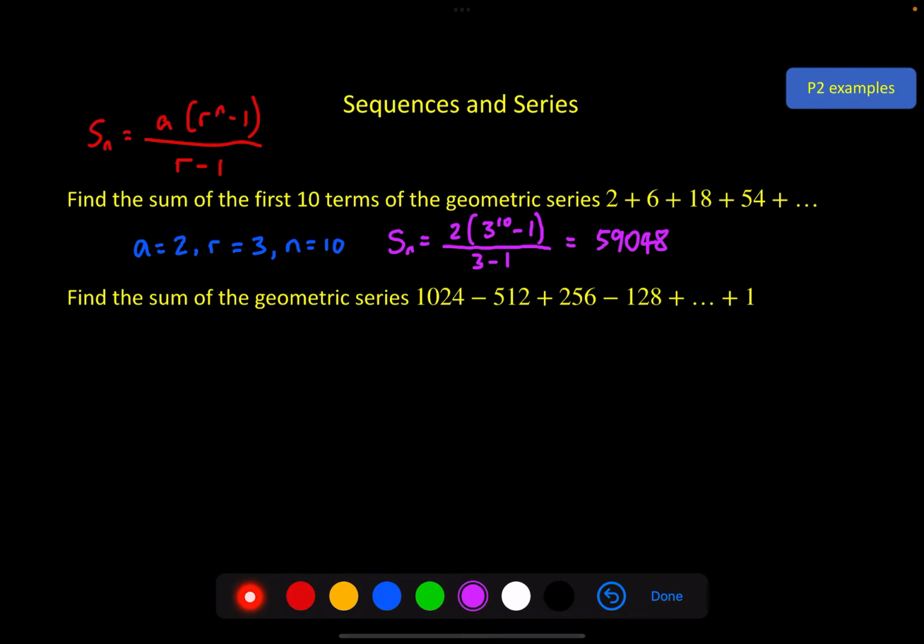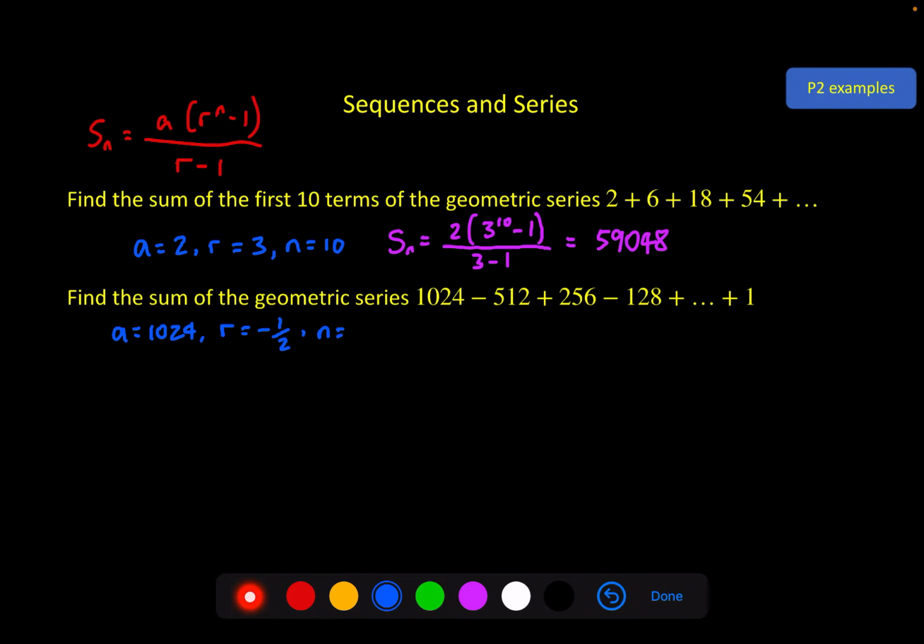Next one, find the sum of the geometric series. This one's a little bit different, but I'm going to approach it in a very similar way. A is equal to 1024, r is equal to, because they're alternating negative positives, it's negative, and it's getting 2 times smaller each time, negative a half.